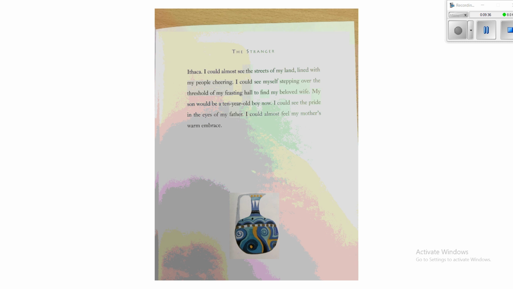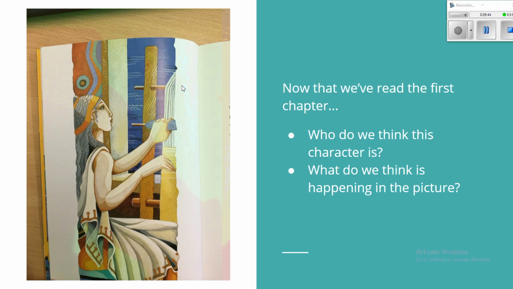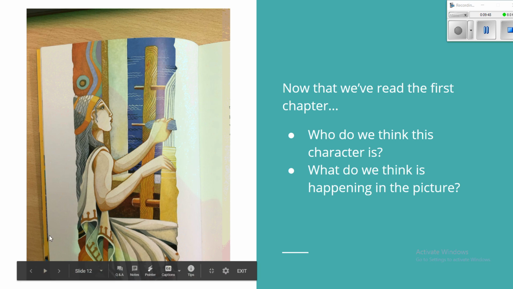Okay, and that is the end of our first chapter, year 5. So hopefully you read that along with me. I apologize if I didn't quite keep up with the pages at times. So now you've read the chapter, I just want you to have a little think. Who do we think that this character is?